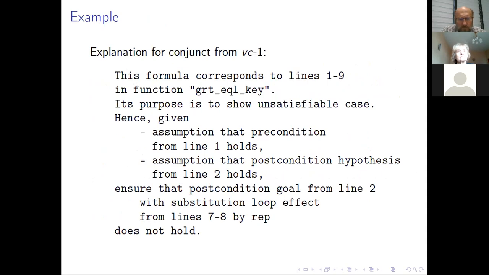For example, it is the text that we have obtained for one conjunct from the verification condition. We may see that reading this text may help the user to understand the verification condition.